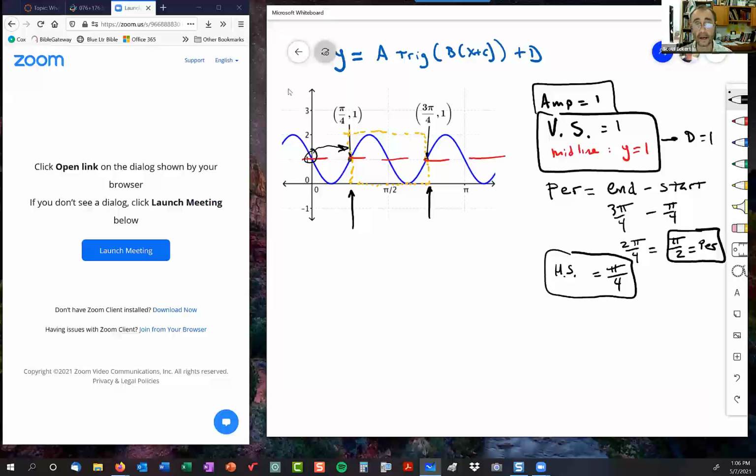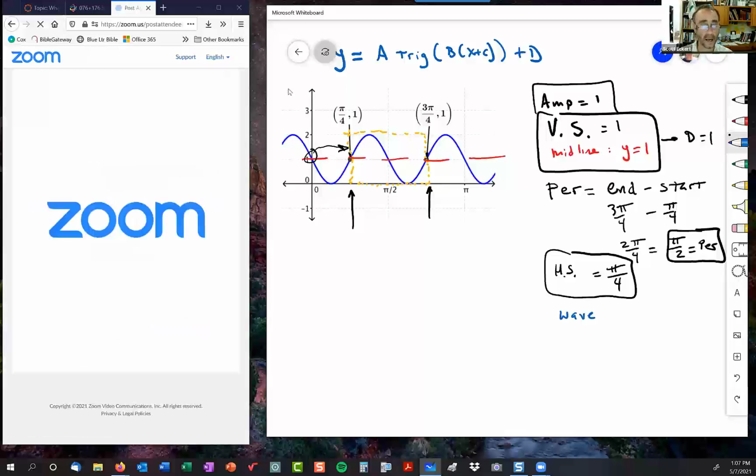numbers. Now, some of the numbers are really easy, like D. Audrey gave us that one already. Oh, wait, one more thing we should figure out is the actual wave. There are two parts to the wave we've got to figure out. Is it a sine or cosine? And is it flipped or not flipped?